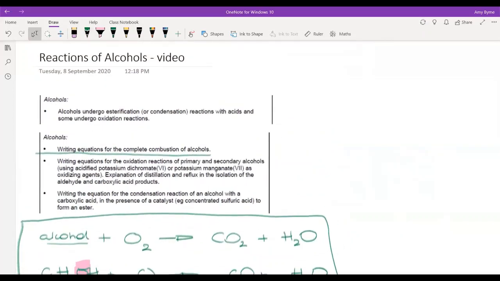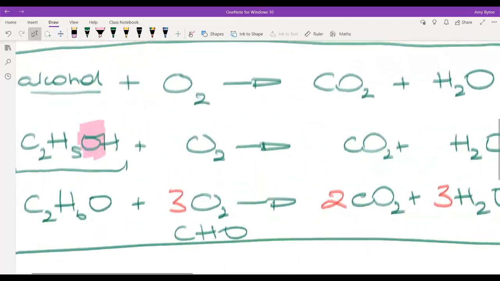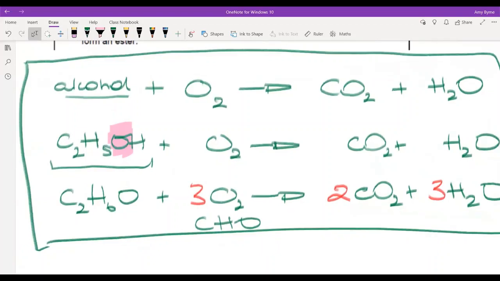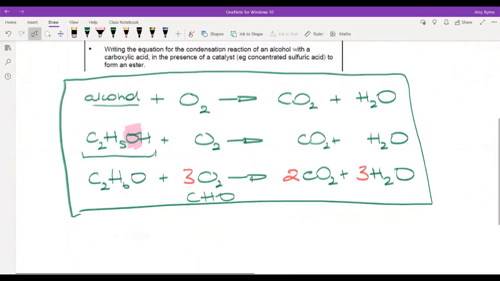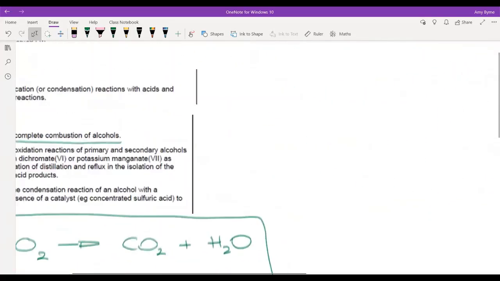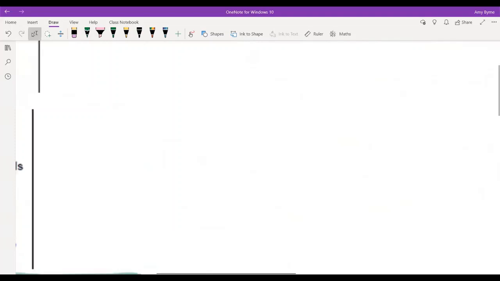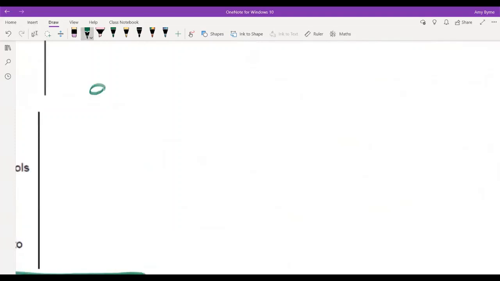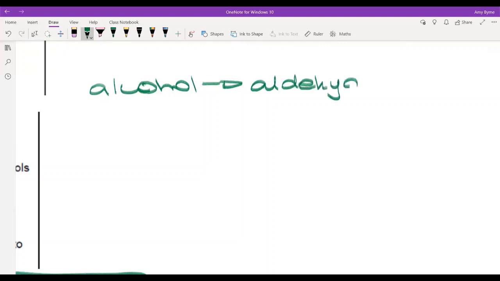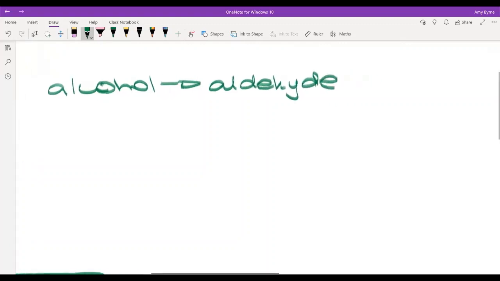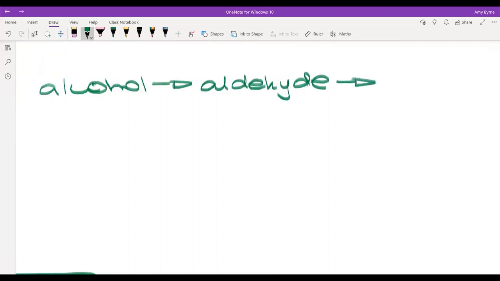So let's talk about oxidation. Technically, combustion is an oxidation reaction, because I am adding oxygen onto that molecule. However, when we talk about oxidation, generally we are talking about the pathway alcohol to aldehyde to, depending on what type of carbon we're looking at, the carboxylic acid.